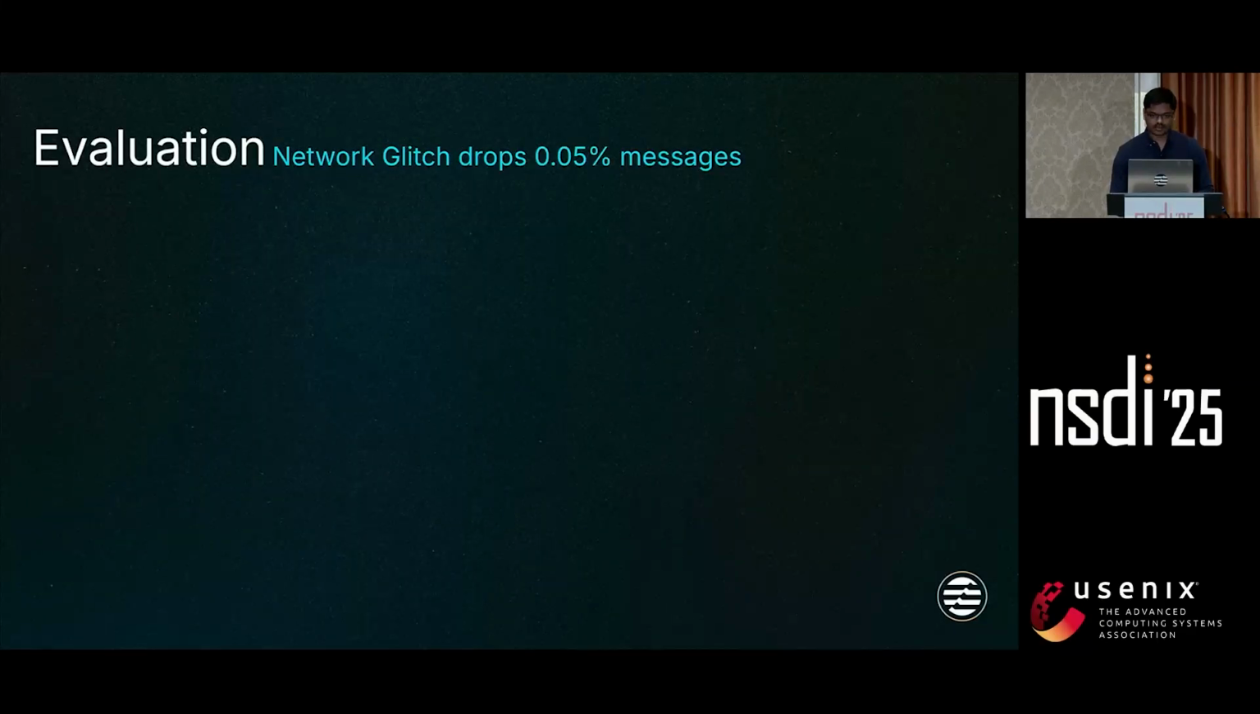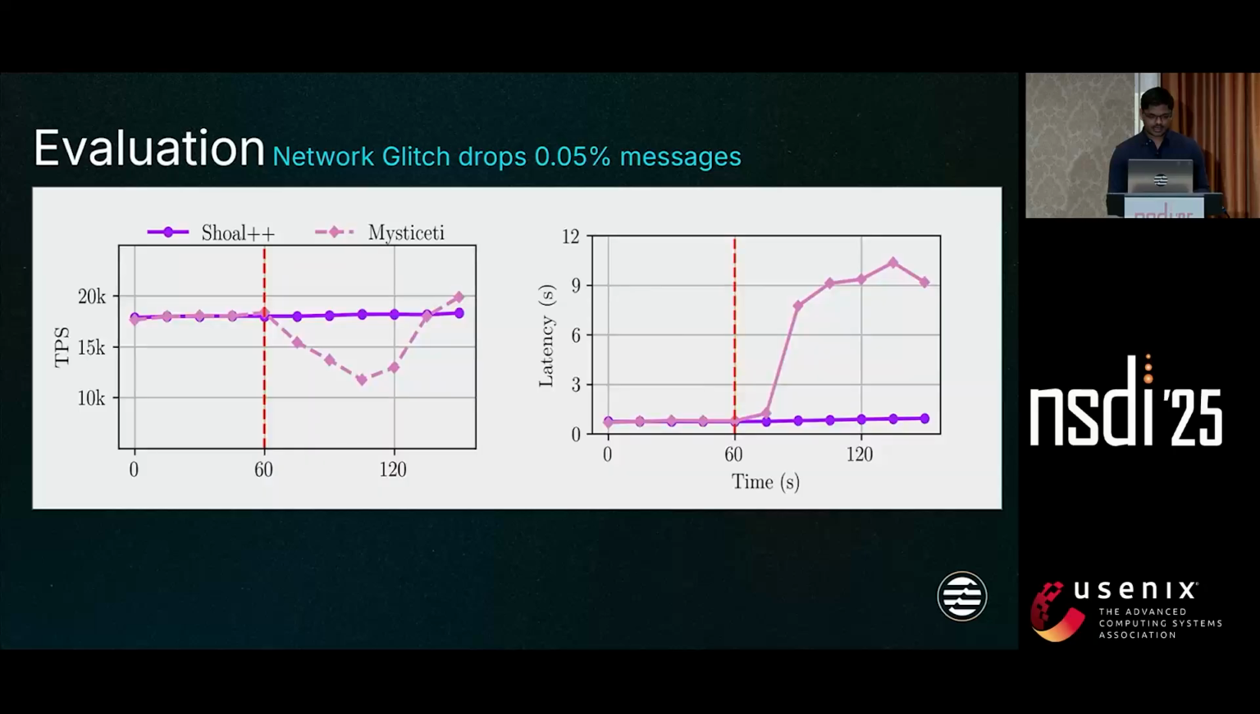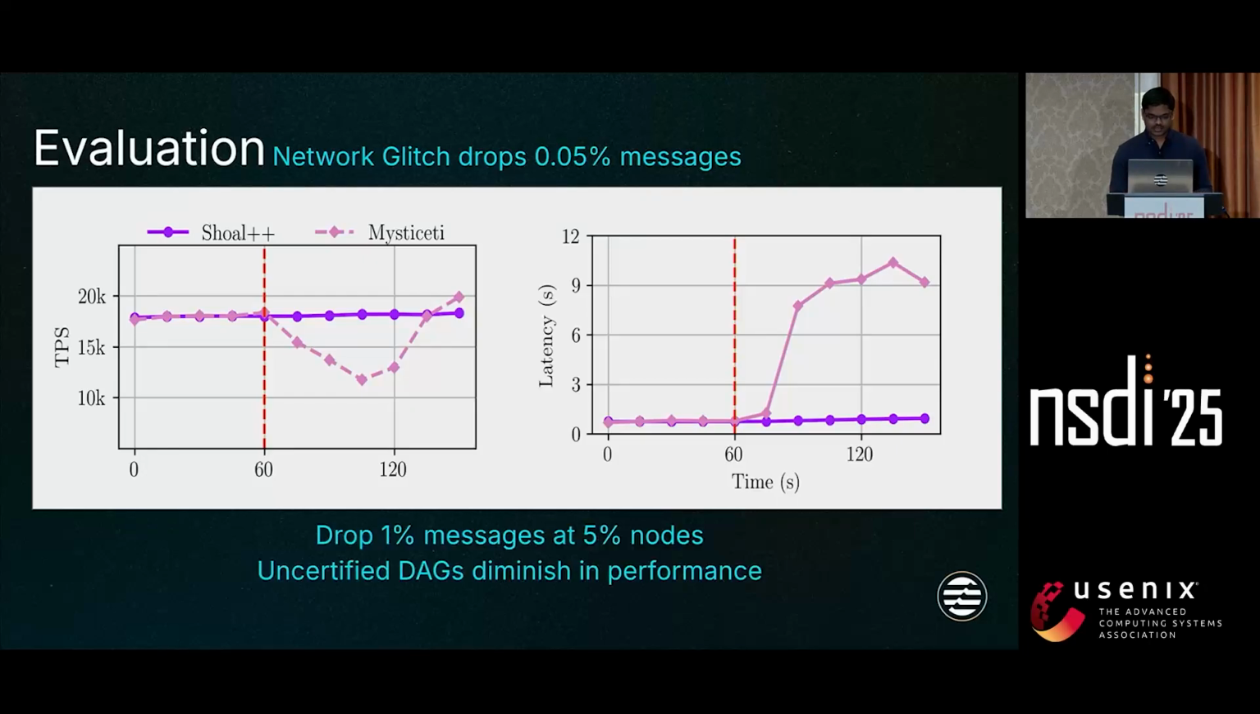Finally, about why we still stick with certified DAGs and we haven't moved to uncertified DAGs. It's because of the robustness property it provides. For this experiment, we ran Shoal++ and Mysticeti side by side with each other for about 2.5 minutes. And at the 60-second mark here, we started injecting network drops emulating some Byzantine behavior. So what we exactly did was we dropped 1% of messages at exactly 5% of the nodes.